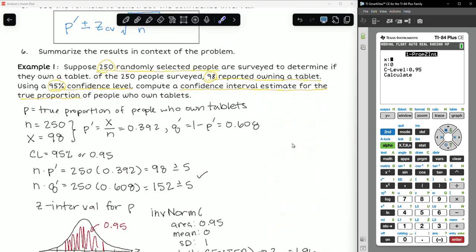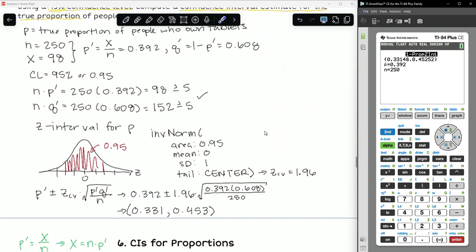And notice it asks for x and n. We were told sample successes was 98, sample size was 250, confidence level was 95. And if we scroll down, you'll notice again, it's spitting out those same values that we got when we conducted this manually. This right here, 0.4525 would round up to 453, which is exactly what we got when we did it by hand.